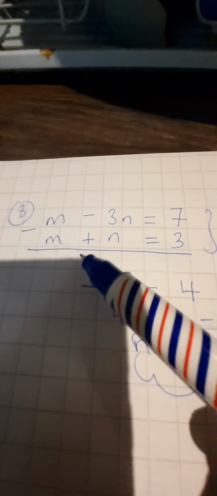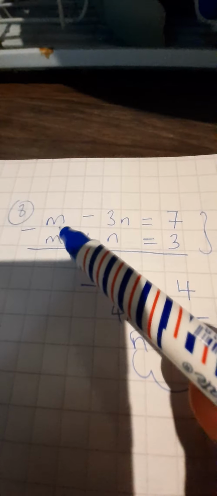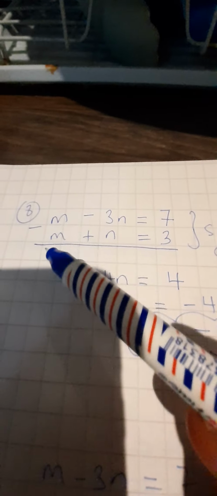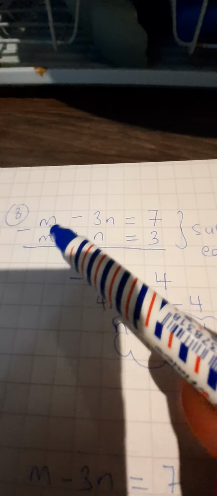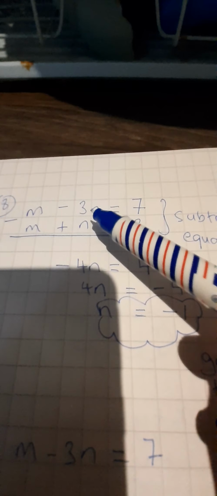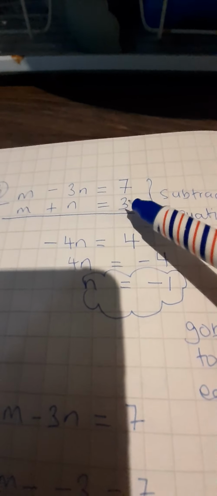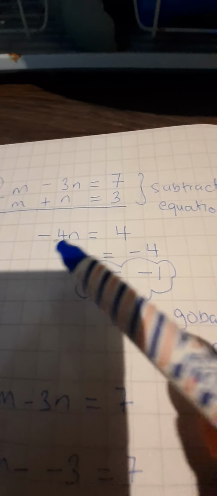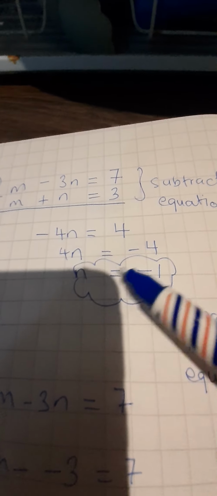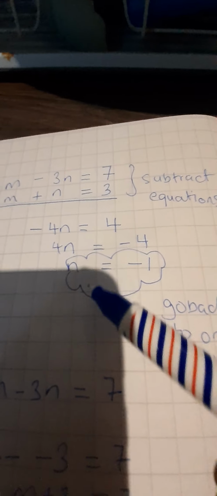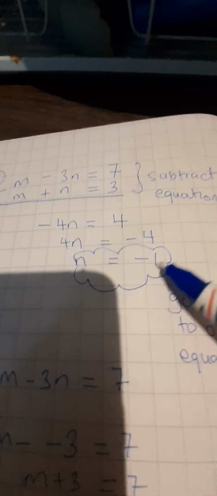So here we have two equations, and what you can do, instead of eliminating the middle letter, you're going to eliminate the first letter. And all you have to do is subtract the two equations. So you can either add the equations or subtract and eliminate them. So if you subtract them, you get rid of m. So now be careful, because you have minus 3 take away n, that's minus 4n. 7 take away 3 is 4. So 4 minus 4n is 4, so 4n is minus 4. Just swap the signs. n is minus 1.